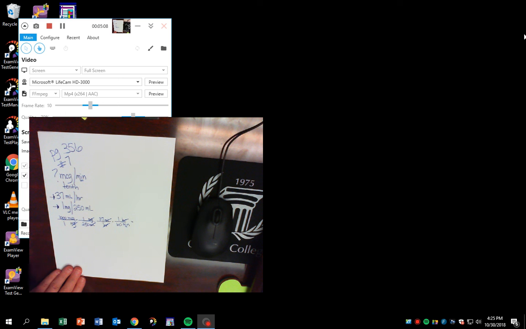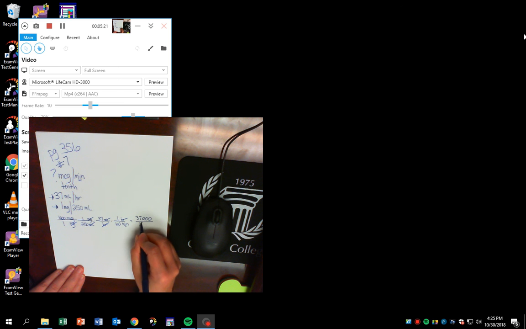1,000 times 37 gives us 37,000 over 250 times 60, which is 15,000. So 37,000 divided by 15,000 gives us 2.46 repeating, and I want to go to the tenth, so I need to round it to this spot. So then we have 2.5 micrograms per minute.